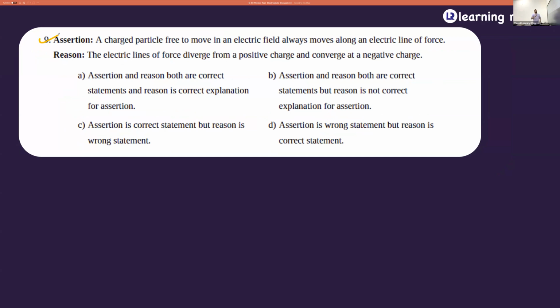A charged particle free to move in an electric field always moves along the line of electric force. Is that right? Okay. The second one is the electric lines of force diverge from a positive charge and converge at a negative charge. Is that right? The reason, you are thinking it is right. Okay, this is correct. What about the assertion? A charged particle free to move in an electric field always moves along an electric line of force. Is it? It appears to be right to me.